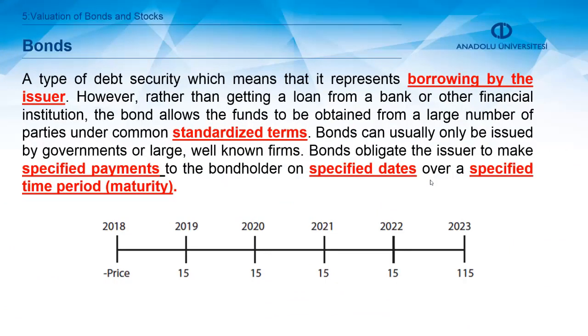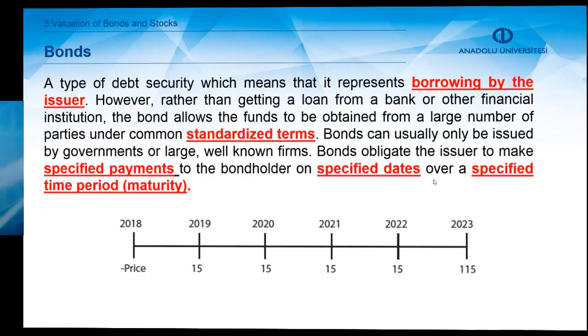I want to start with a bond, definition of bond. Bond is a type of debt security, which means that it represents borrowing by the issuer. However, rather than getting a loan from a bank or other financial institution, the bond allows the funds to be obtained from a large number of parties under common standardized terms. They can usually only be issued by governments or large well-known firms. Bonds obligate the issuer to make specified payments to the bondholder on specified days over a specified time period.